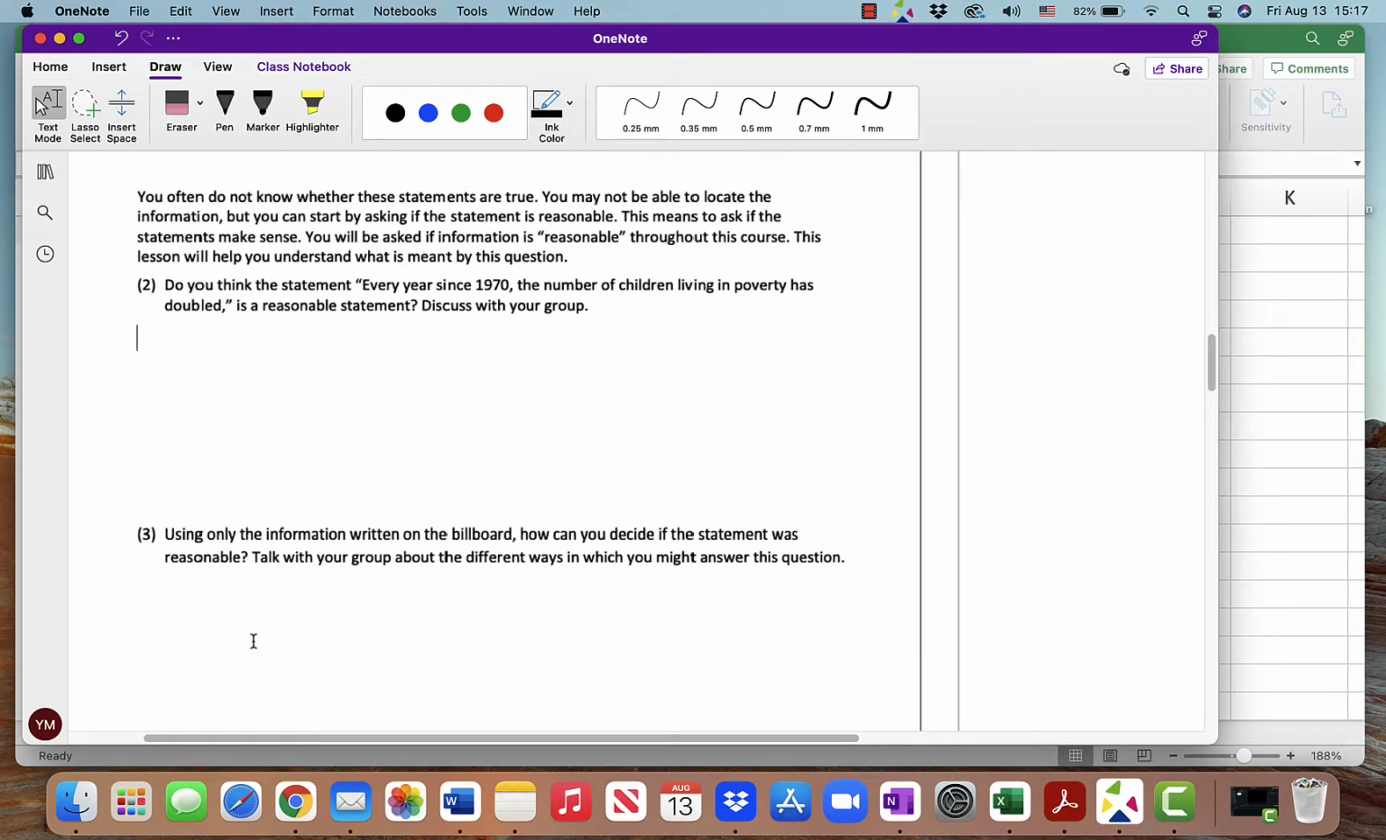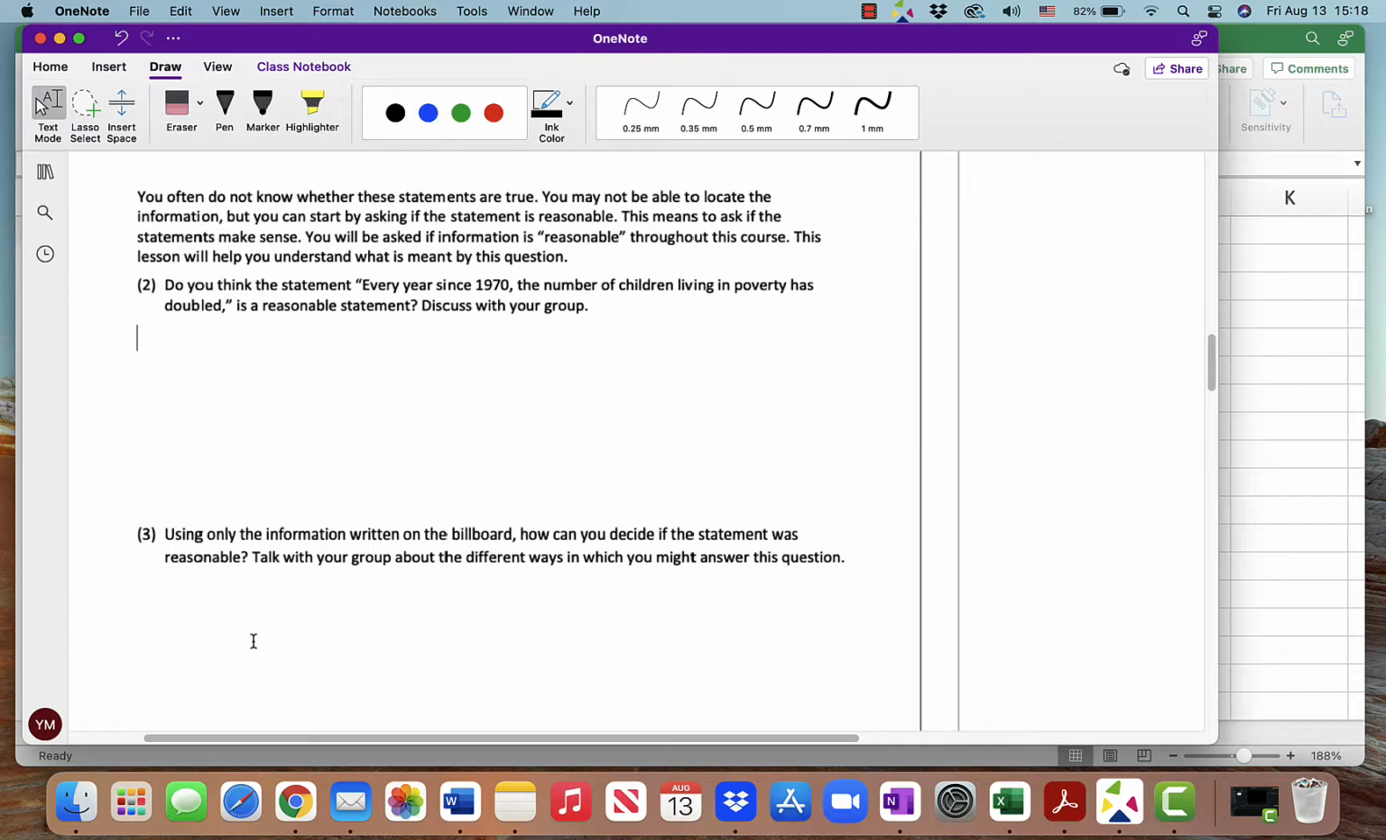And now what we're going to try to address is specifically, if we only focus on the information in that statement, can we somehow decide if the statement is reasonable by maybe using some mathematical means? Now, both of those questions are more or less open-ended. So I'll give you again a moment to write down your response for question number 2. What do you think?